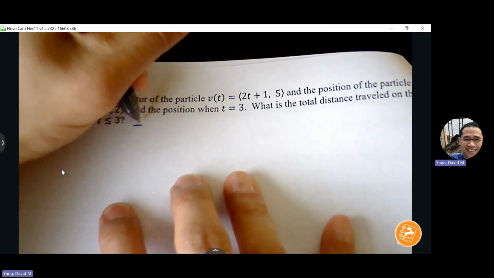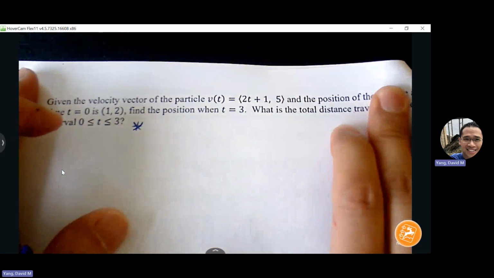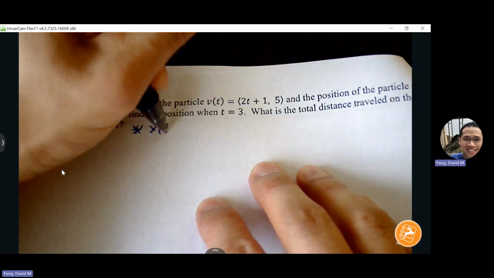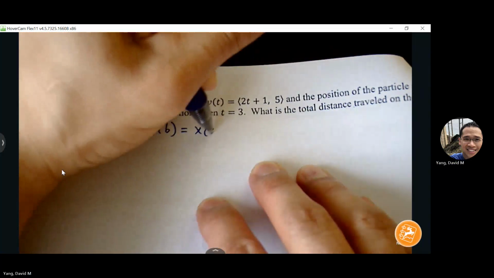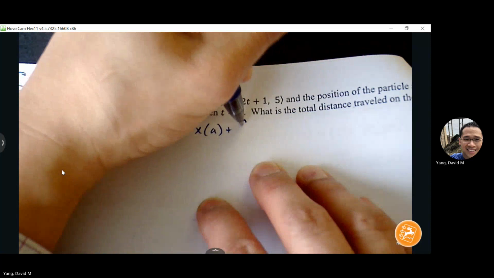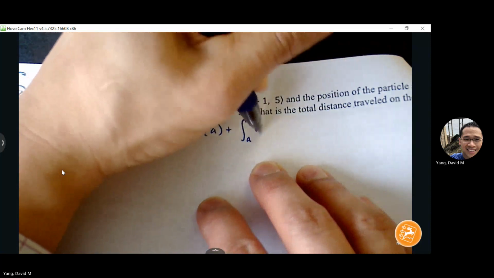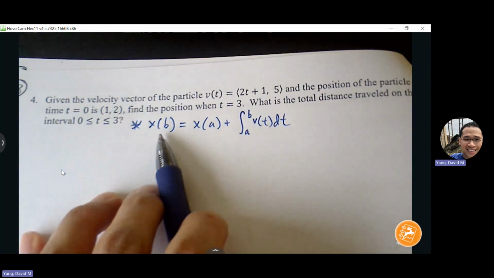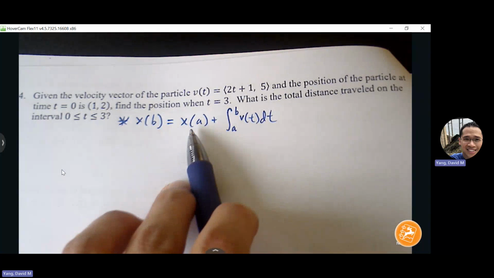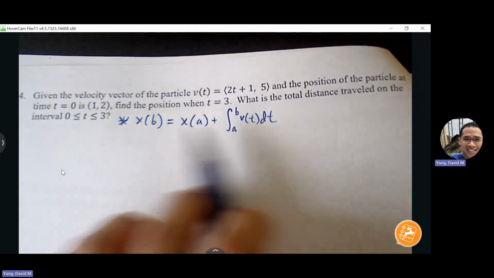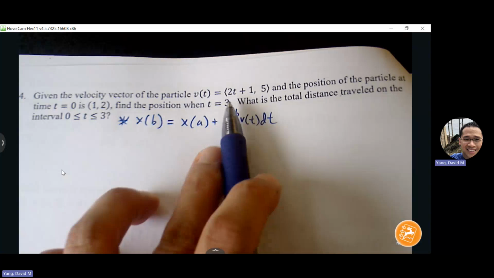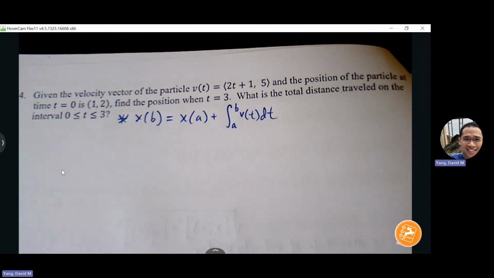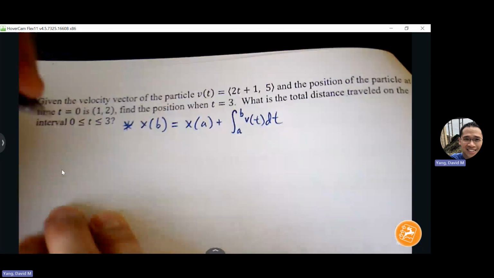Recall we have that final position equals initial position plus displacement, which is really just a rearranging of the first theorem. So if I want to find my final position, I can just figure out my initial position plus however much I travel. I'm going to do this twice, once for the horizontal component and once for the vertical component, and then I can get to my position at 3. So I'll do x of 3 first.